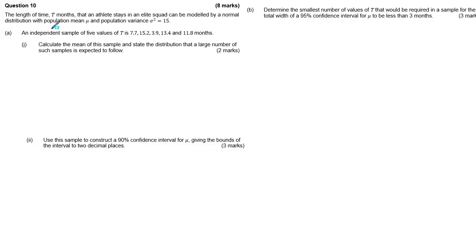The length of time, T months, that an athlete stays in an elite squad can be modelled by a normal distribution with population mean mu and population variance sigma squared is 15. So sigma, of course, would be the standard deviation. An independent sample of 5 values of T is given here. We want to calculate the mean of the sample and state the distribution that a large number of such samples is expected to follow.